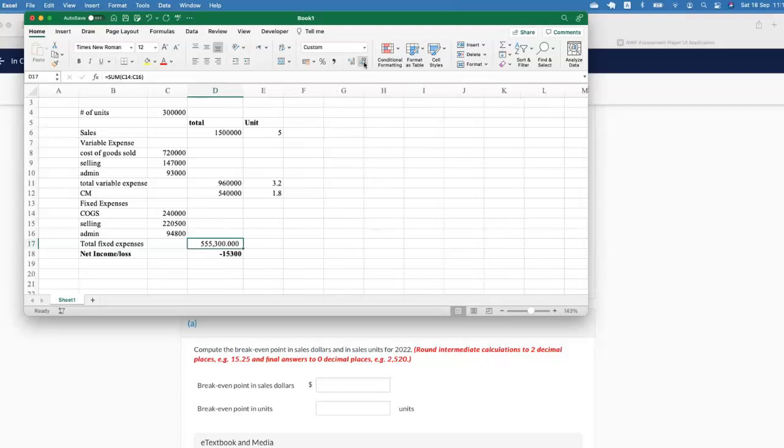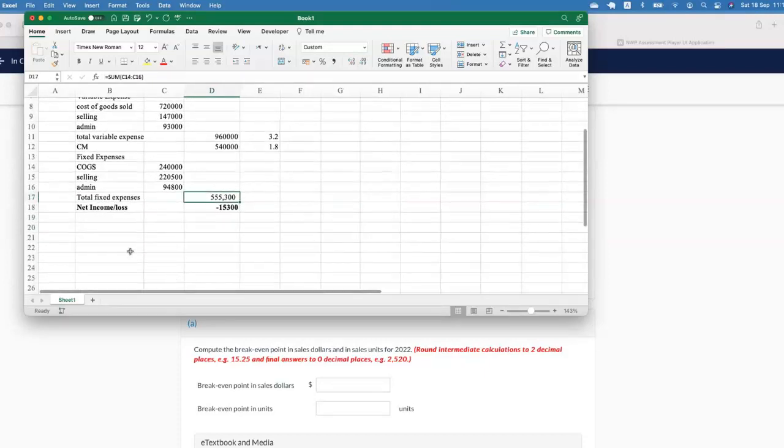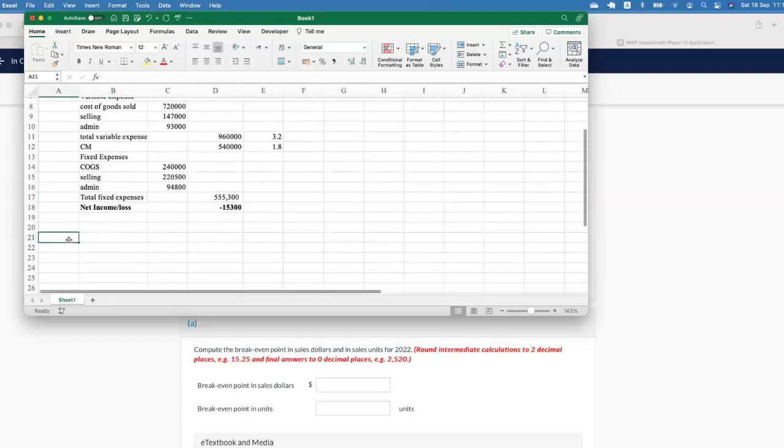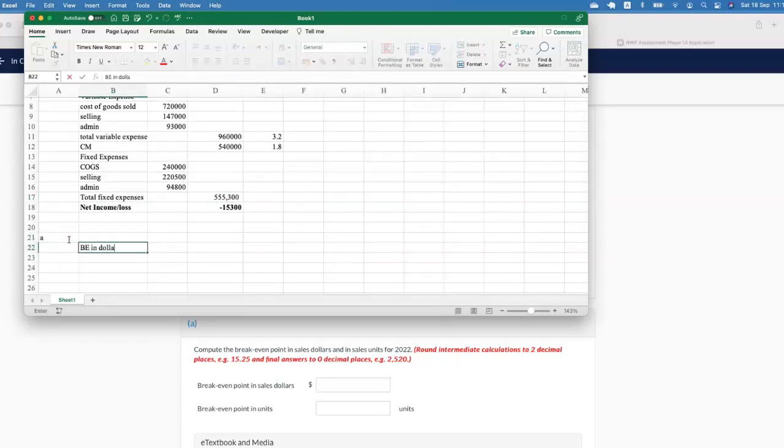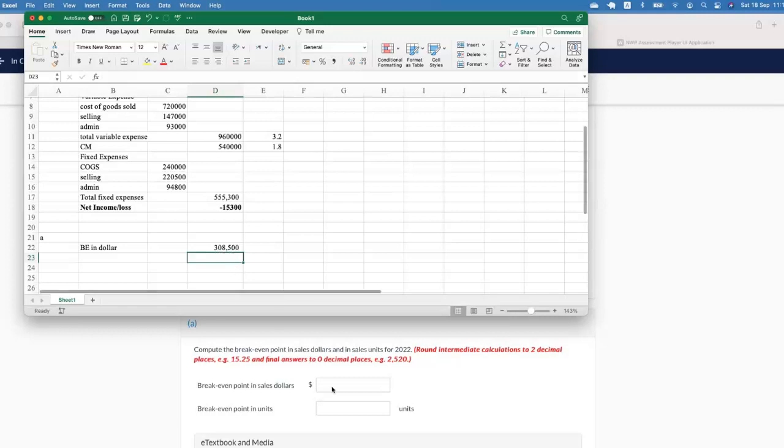Right, it will be the fixed costs divided by the contribution margin per unit. For question A, the break even in units will be the fixed cost divided by the contribution margin per unit, which gives your answer in units. Okay, so put that down below.